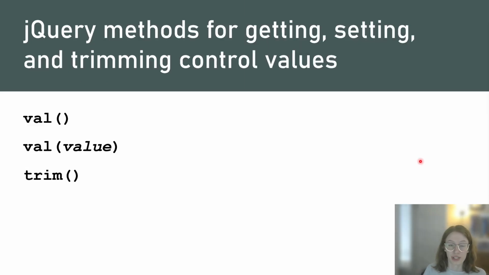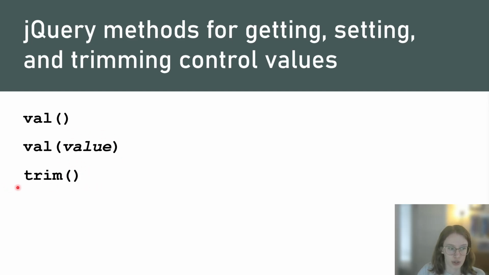And then once you've selected the elements that you want to take a look at to validate some values, now you can actually take a look at those values. Once you have an element, you can use the val method to get that value, to see what is actually there in that field. And if you need to, you can also set the value to whatever you'd like it to be.